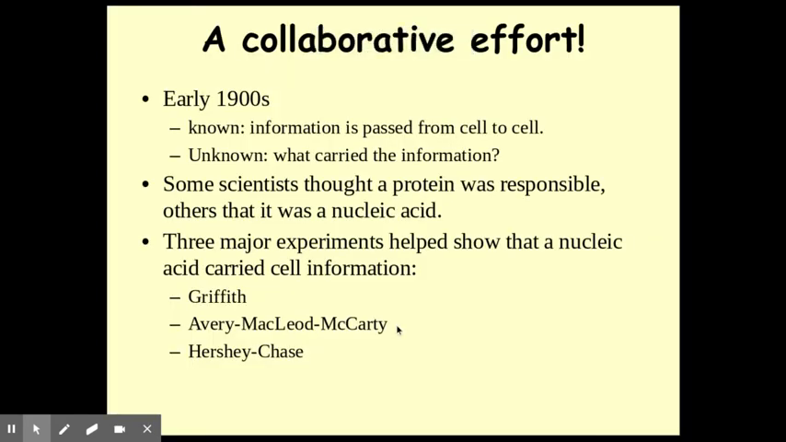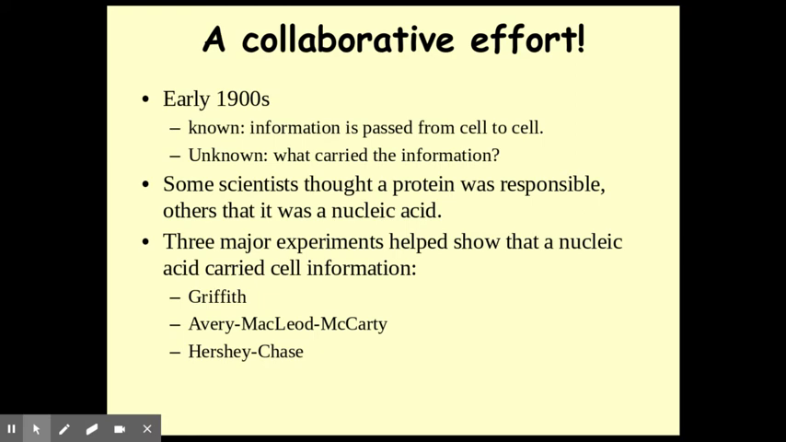So, the structure of DNA was a collaborative effort. There was not just one scientist that figured out how DNA worked or what the structure of DNA looked like. And so, this started back in the early 1900s, this gathering of information.